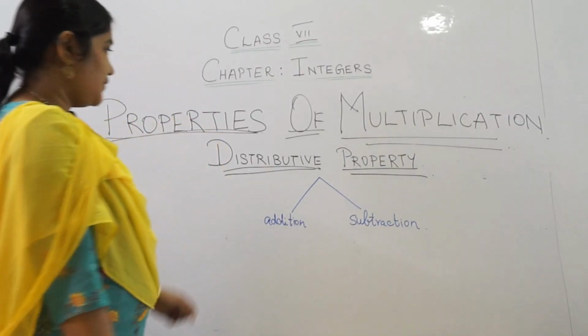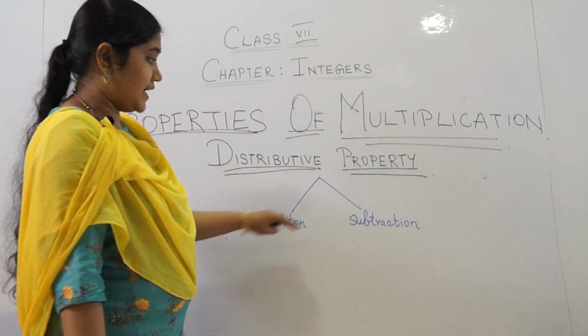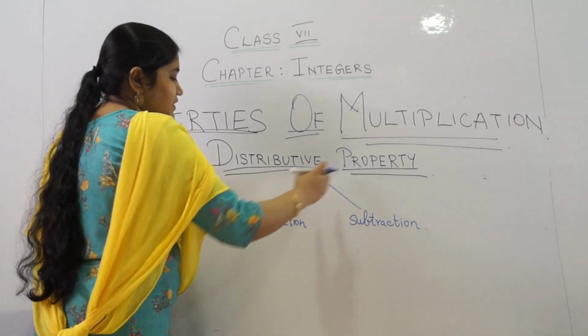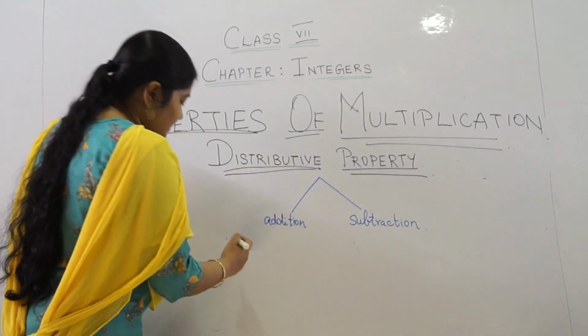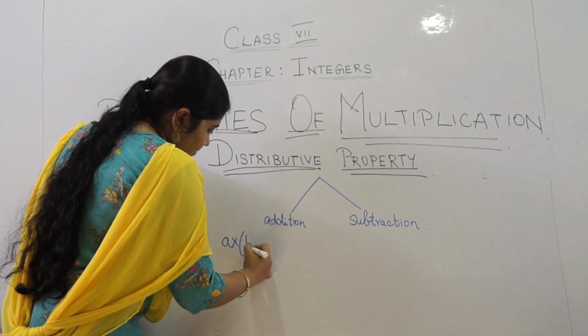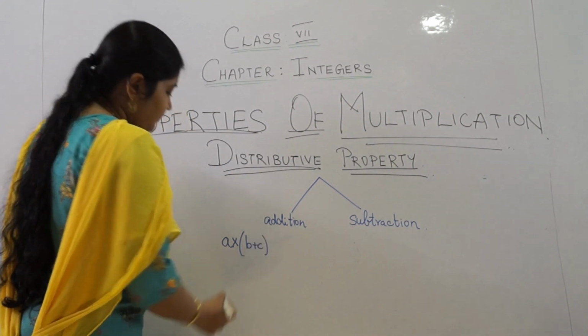The next property that we are going to see is the distributive property. So it applies to both addition and subtraction. Okay, so first let's see the distributive property of addition. So what does it state? The statement is a into b plus c. So since this is addition, it is b plus c.